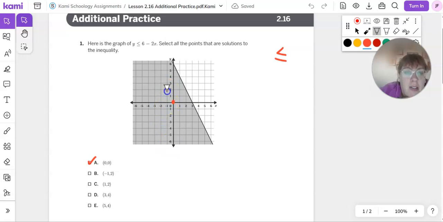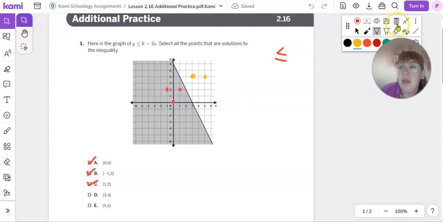-1 for x, 2 for y gets us this coordinate, also in the shaded region. 1, 2 right here, also in that shaded region. And then we go 3, 4. So x is 3, up 4, not in the shaded region. And the last one is 5, 4. So we start at 0, go right 5, up 4, also not a solution. So we just want to select those first 3 there and practice plotting those points too. Make sure you feel nice and comfy with that.